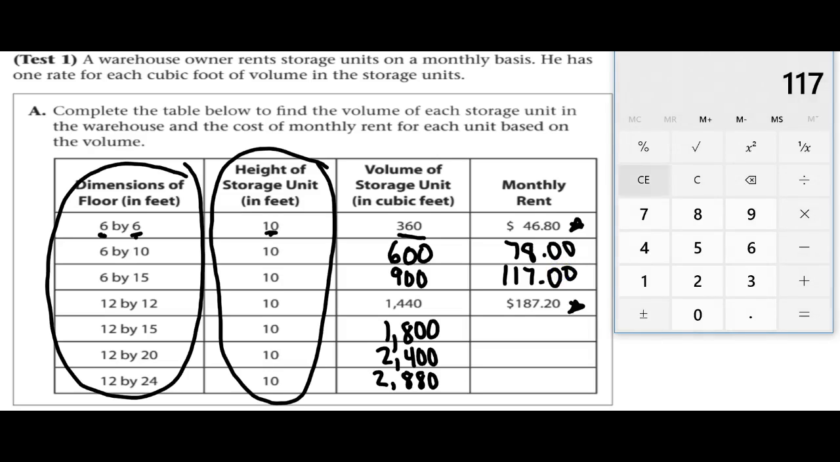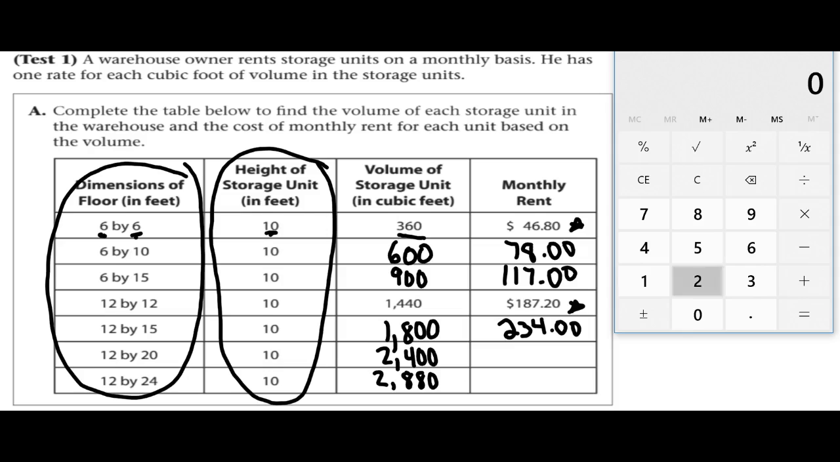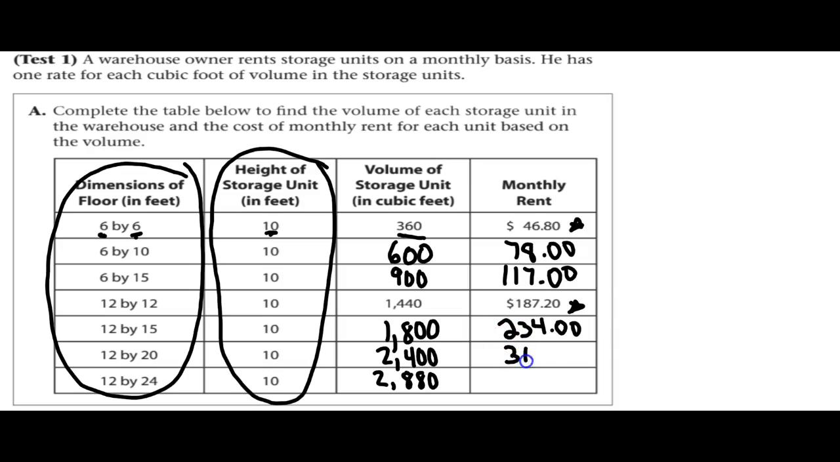Okay, let's go back and look at our next one. We can skip 1,440 because it's already done for us. We can check it if we want to, just to make sure it is following along. Yep, $187.20. So we're going to go to 1,800 times 13 cents, and we're going to get $234. Okay, and then 2,400 cubic feet times 13 cents is $312.